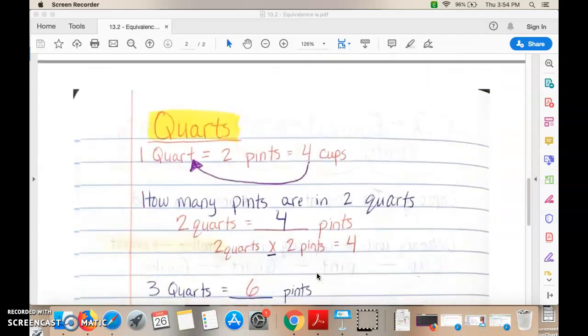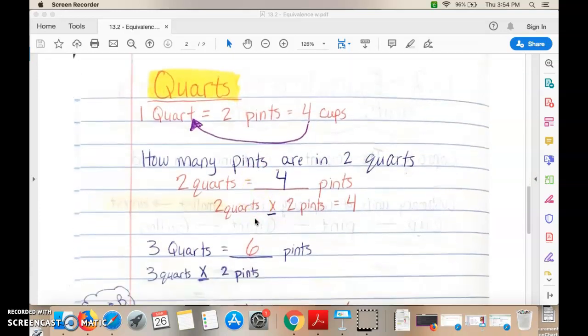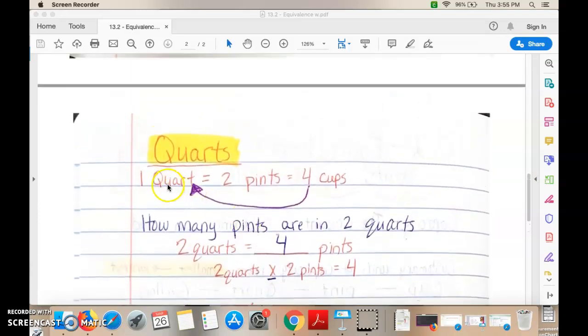Now let's move on to quarts. Okay? 1 quart is the same thing as 2 pints. 2 pints inside every quart. And then there's 4 cups in every quart. Okay? Because 2 cups go to a pint, and so 2 pints equals 1 quart, so 2 times 2, 4 cups in every single quart.